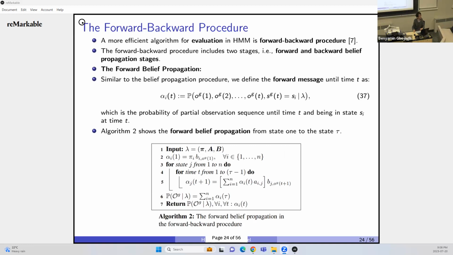Okay, so rather than direct calculation, we use forward-backward procedure. A more efficient algorithm for evaluation in HMM is forward-backward procedure. What does it do?